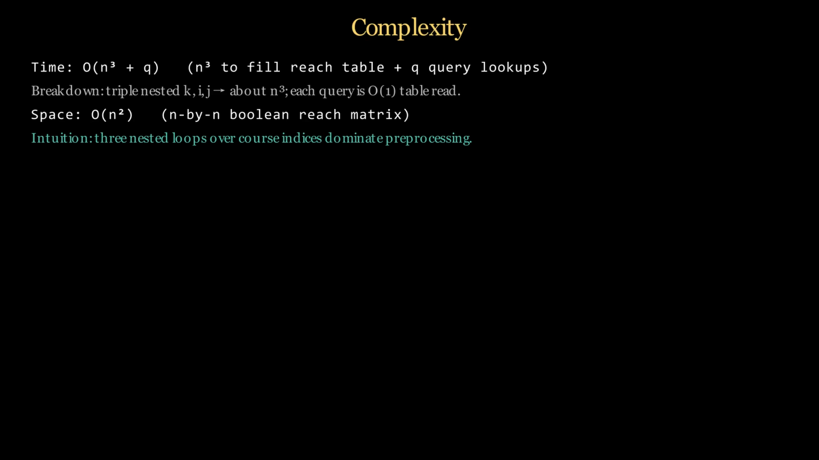Complexity. Time is order n cubed plus q. Filling the reach table uses 3 nested loops over n, and each of the q queries is a constant time lookup. Space is order n squared for the Boolean matrix. The cubic term is the dominant preprocessing cost.